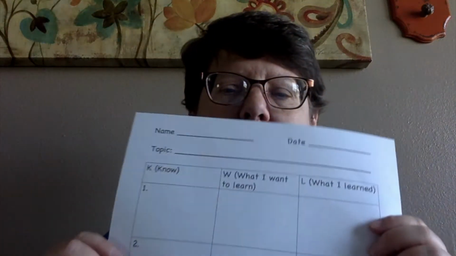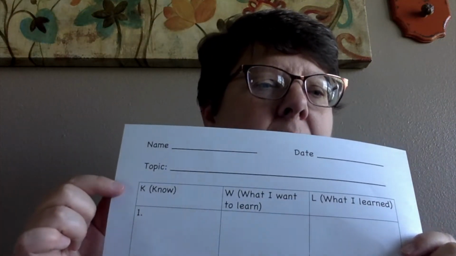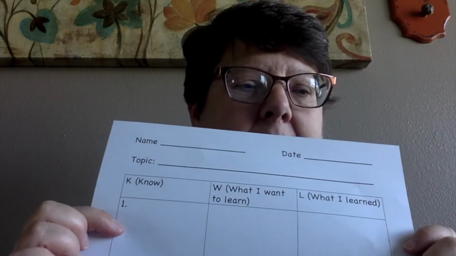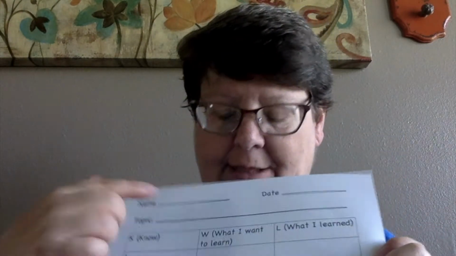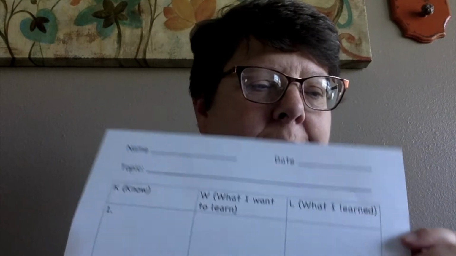Before I read the book to you, I'm going to use a KWL chart. A KWL chart looks like this. The first section is a section for writing about what you know about the topic. The second section, or in the middle, is what you wonder about the topic.